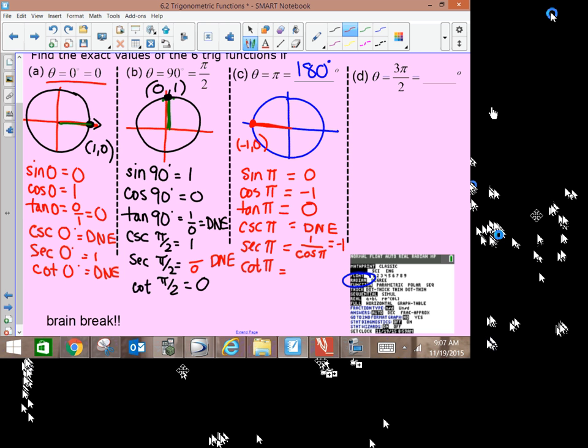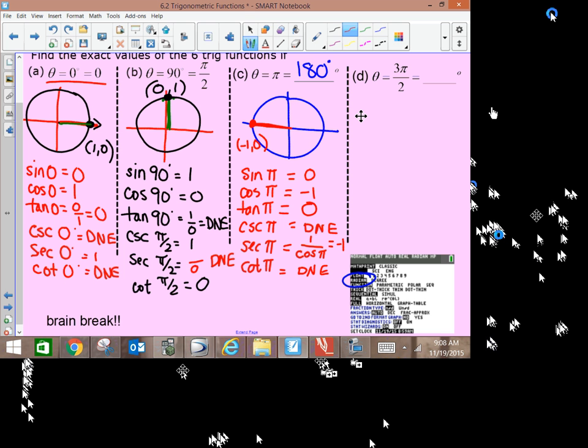Again, brand new material. You've got to process it and make sure you understand it. Cotangent of pi. Lindsay, what's that? Say it again. Sometimes, yes, you're flipping 0 around. That's a problem. Very good.